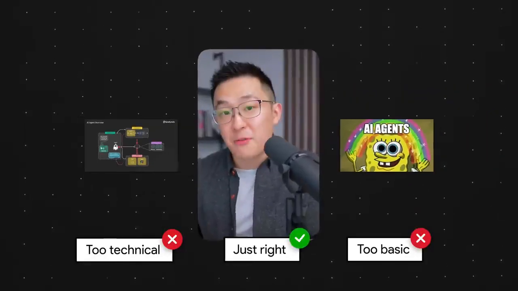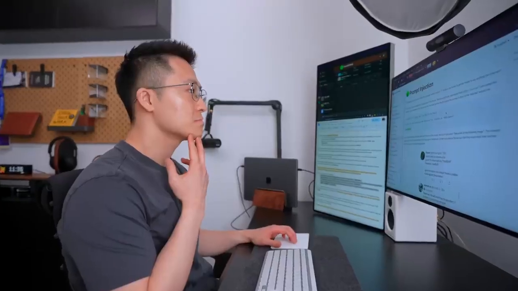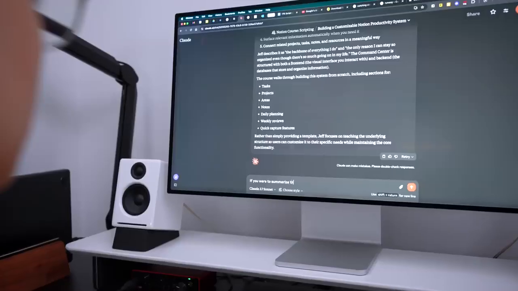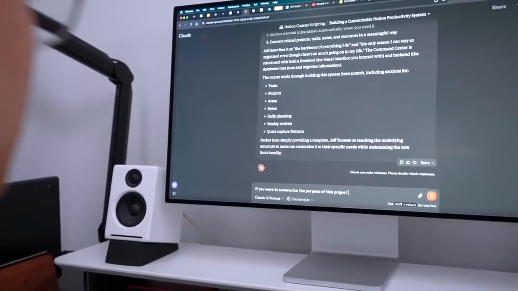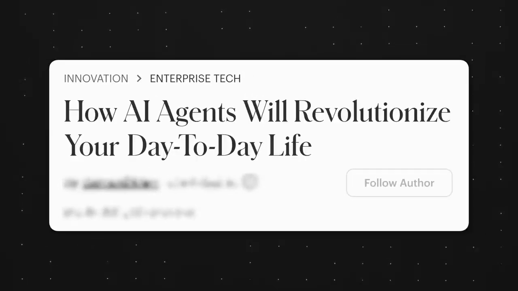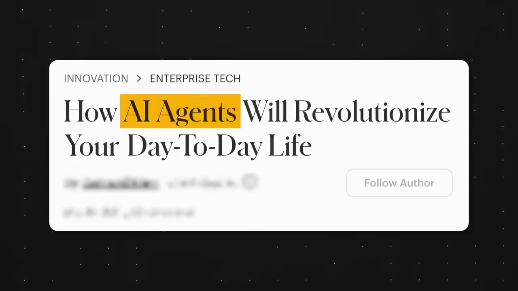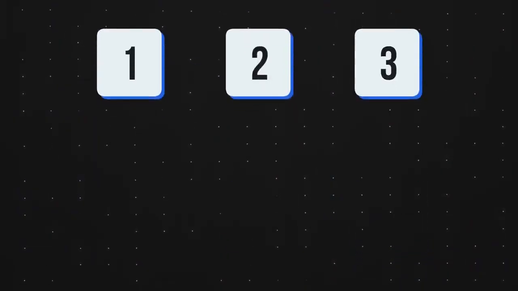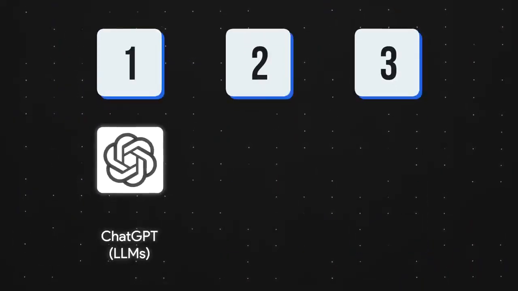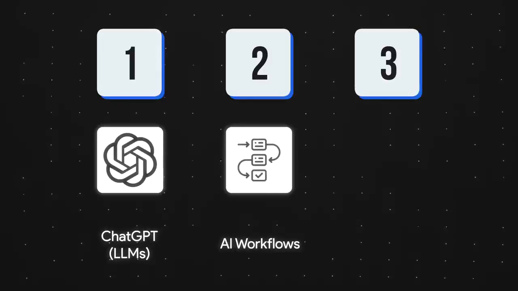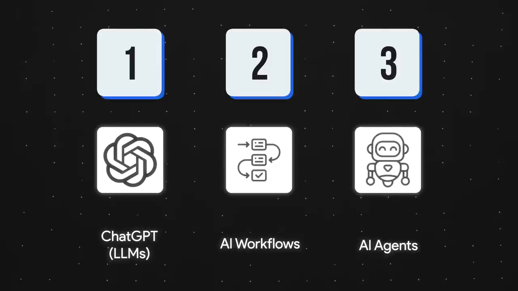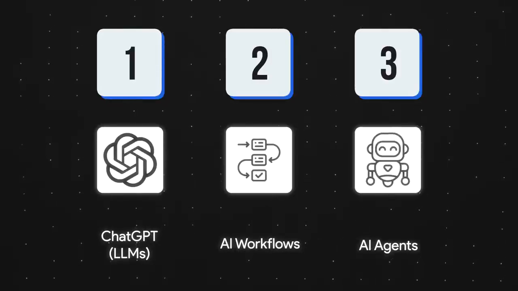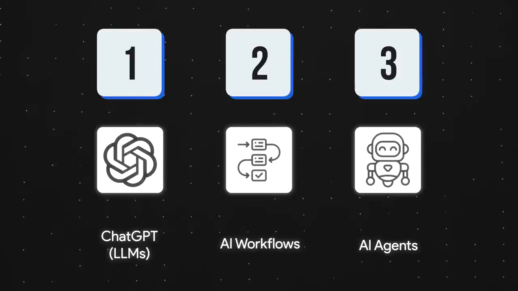This video is meant for people like myself. You have zero technical background, but you use AI tools regularly and you want to learn just enough about AI agents to see how it affects you. In this video, we'll follow a simple 1, 2, 3 learning path by building on concepts you already understand, like ChatGPT, and then moving on to AI workflows, and then finally AI agents. All the while using examples you will actually encounter in real life.